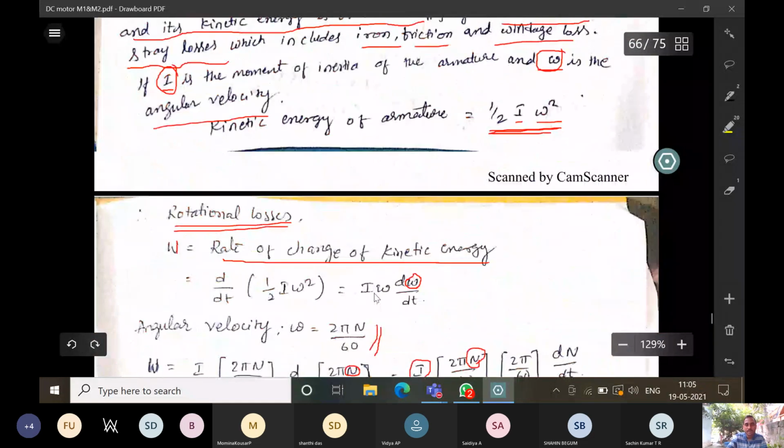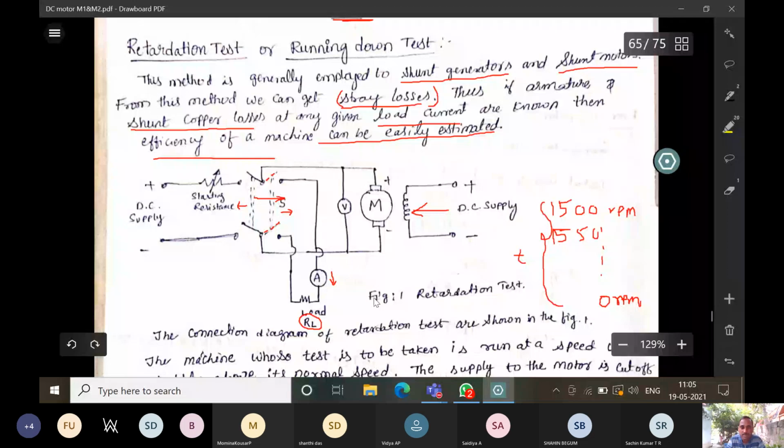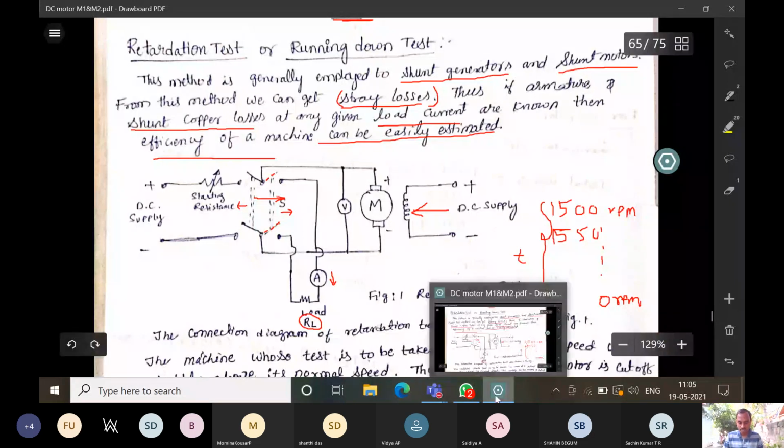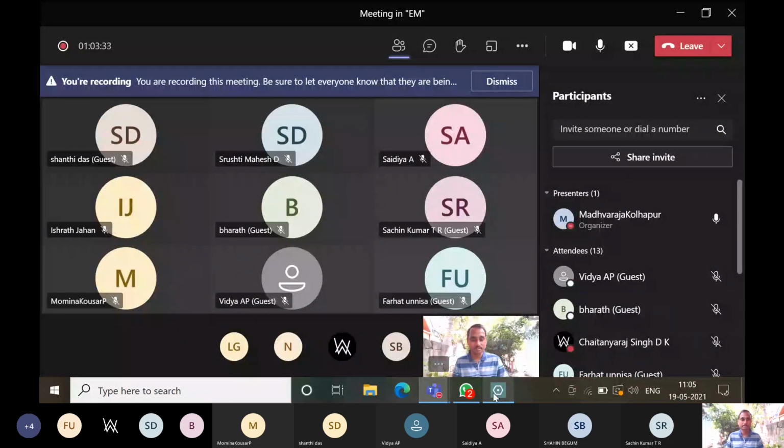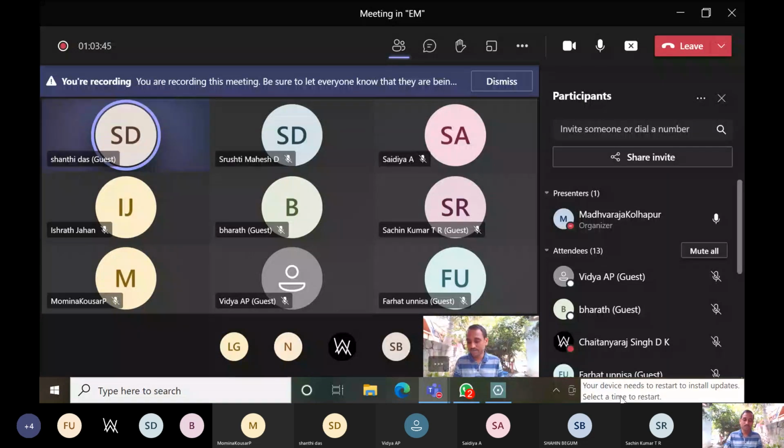Problems related to this will be done in the next class, so we'll get more idea about the retardation test. Is it clear to you what the retardation test is? Yes, sir. Any doubt regarding this? Anybody? Yes, Shantamma, any doubts?